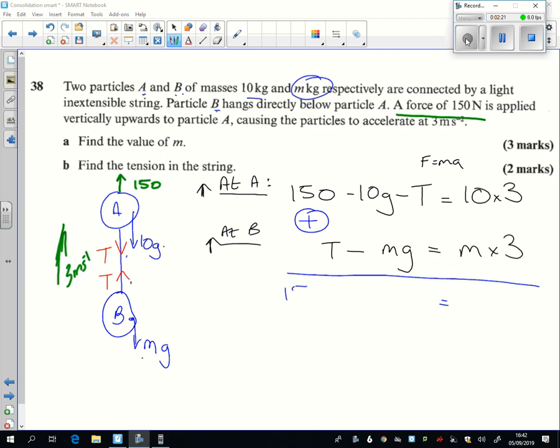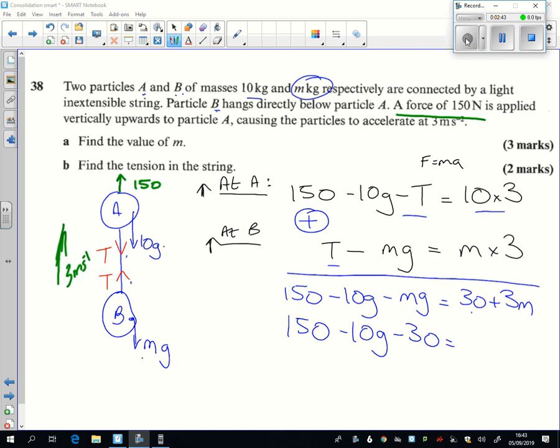So we've got 150 here, minus 10g, minus tension plus tension cancels each other out, so minus mg. And on the right hand side I've got 30 plus 3m. A little bit of rearranging then. 150, take away 10g, and I'm going to take away the 30, equals 3m plus mg. I'm trying to find out what m is, so I'm going to factorize out the m there. That's m lots of 3 plus g, and then we can divide.